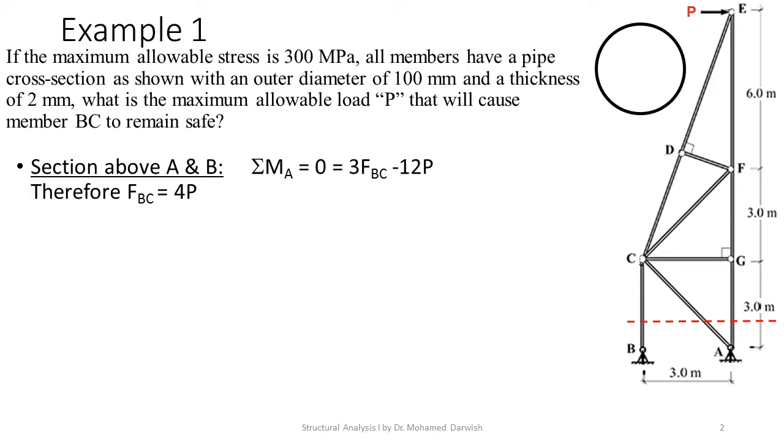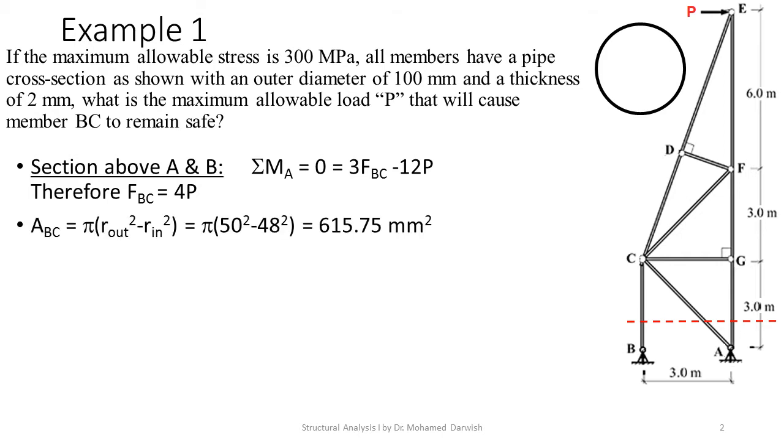So, if we take a section above A and B as shown by the red dashed line, and take sigma moment about A equals 0, we will see that 3 times FBC minus 12P equals 0. Therefore, FBC is equal to 4P. This is the relation that we will depend on.